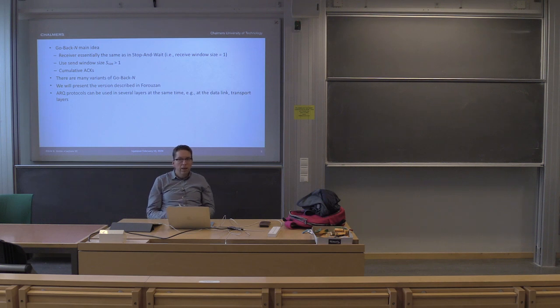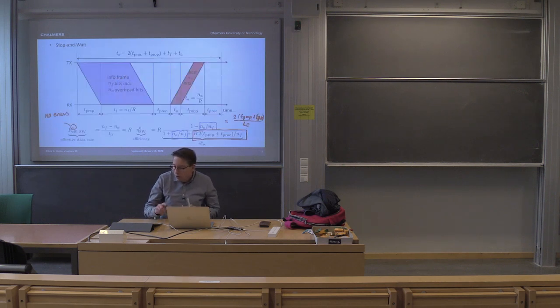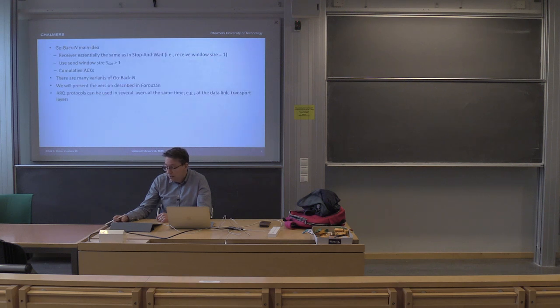So now, going back, what is the main idea here? If we remember, the problem with stop and wait is this time. This time, the sender does nothing except waiting for an acknowledgement. So instead of waiting here, how about sending the next frame here? And the next frame, and the next frame, and then just keep track of the acknowledgements that go back. So that's exactly what Go-Back-N does.